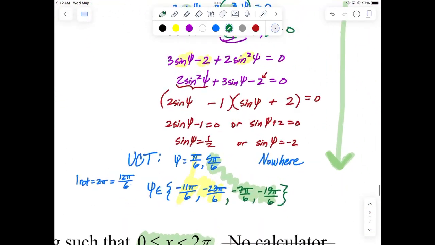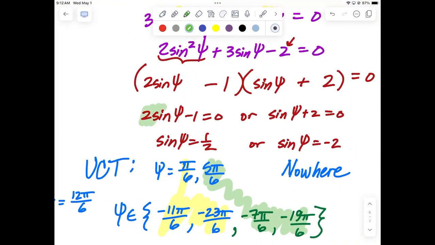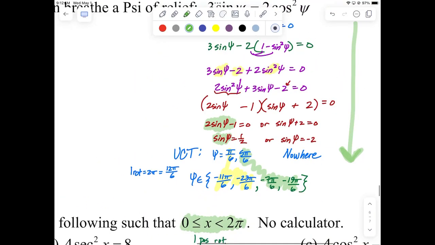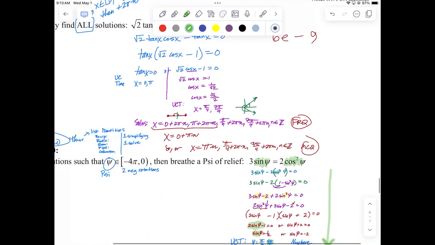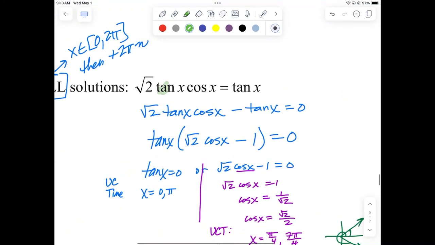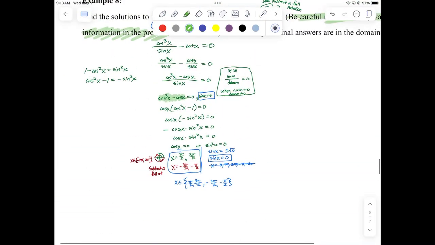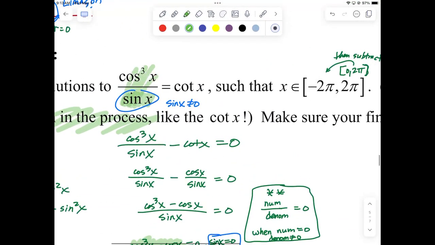What did we do up here when we had 2 sine of psi minus 1 equal to 0? Did we keep it equal to 0? We solved for sine of y, right? The only time that it makes sense to get something equal to 0 is when you have 2 or more variable terms. I have 2 variable terms there. I got everything on one side and set it equal to 0. Over here, I had at least 2 variable terms. I got everything on one side and set it equal to 0. Up here, I had 2 variable terms. I got everything on one side and set it equal to 0.